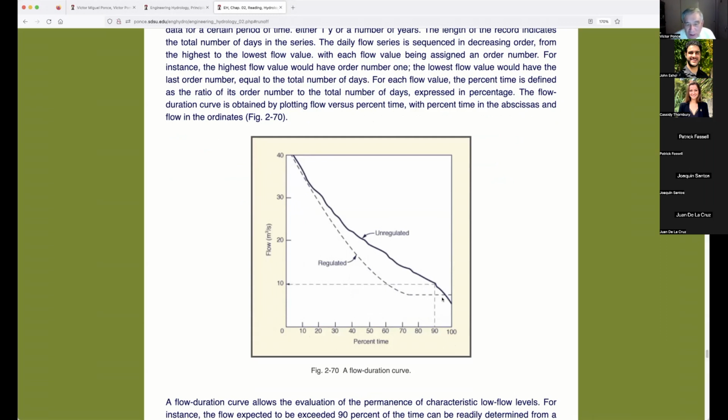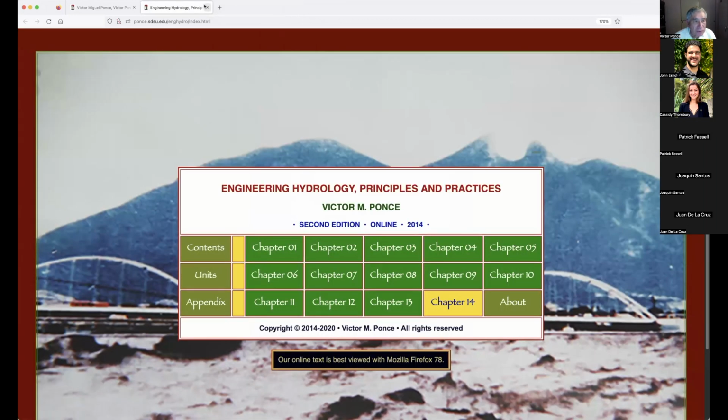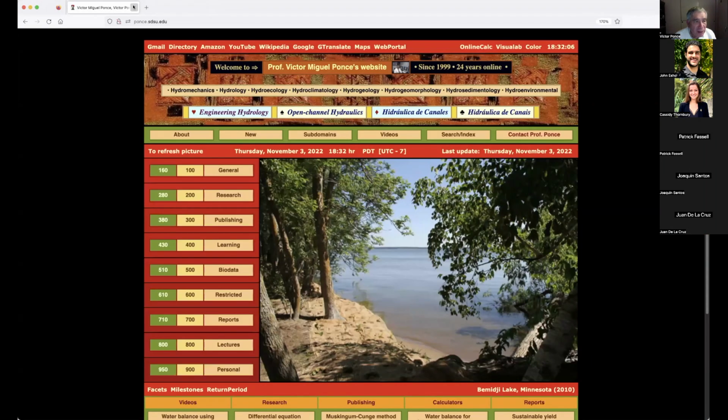So 100% of the time, the flow is less than 7 cubic meters per second. 50% of the time, the flow is less than 20 meters, and so on and so forth. So that is the flow duration. Now let's go back in here. Okay, there we are. So granted, then the flow duration is, according to Einstein, something really important.